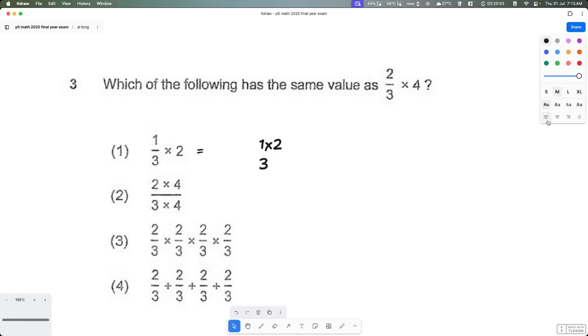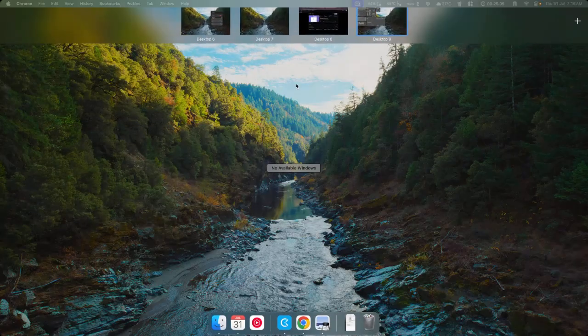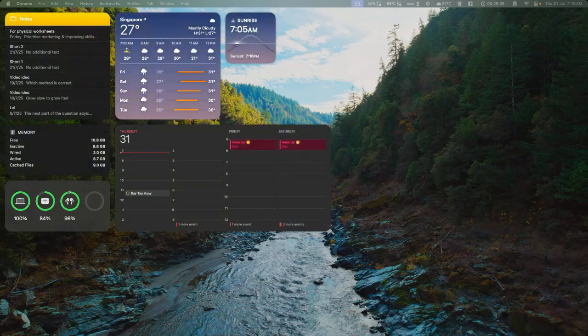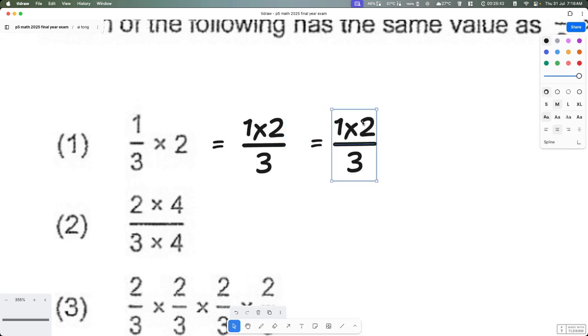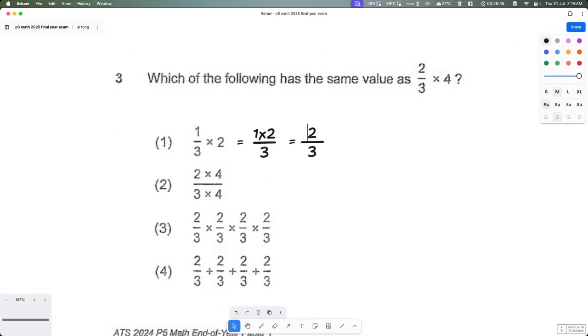All right, so it will look something like this, and 1 times 2 over 3 will become 2 over 3 in this case over here. Right, so is this the same as 2 over 3 times 4?